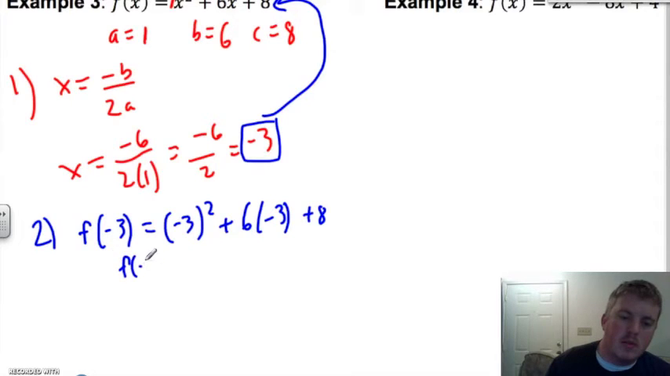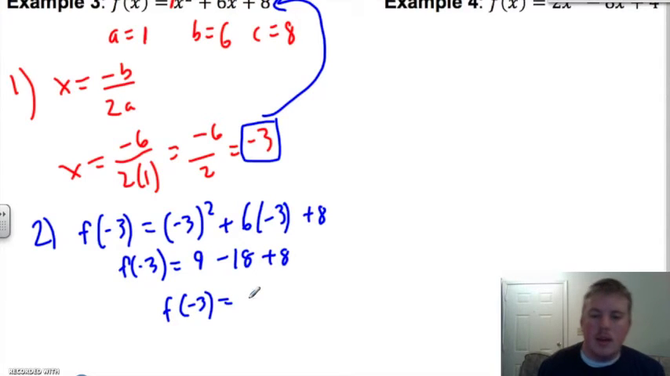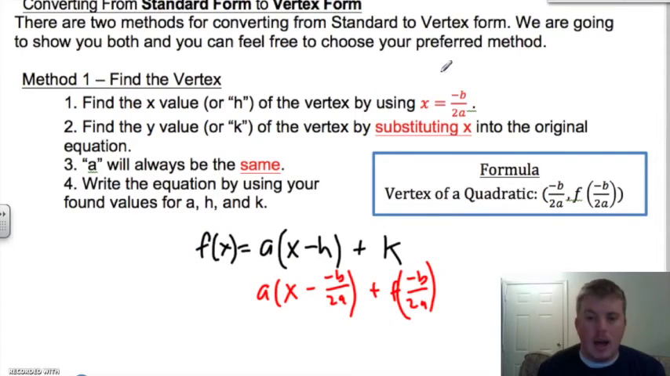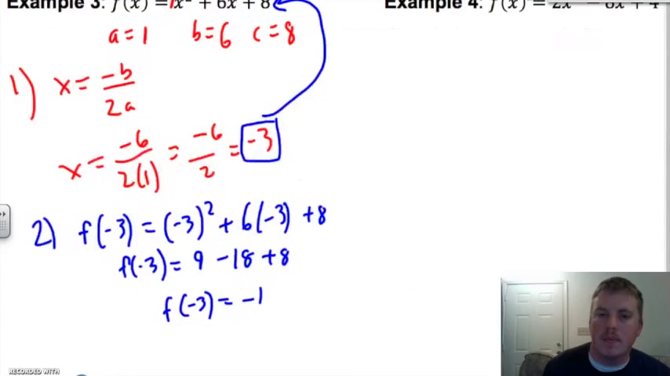So we are going to simplify. Negative 3 squared is going to be a positive 9 minus 18 plus 8. So I get f of negative 3 is equal to, let's see, 9 minus 18 is a negative 9, and negative 9 plus 8 is a negative 1. So if I'm looking back at my steps, I have now found my h and my k, and my a will be the same. So sorry, I went back the wrong way.